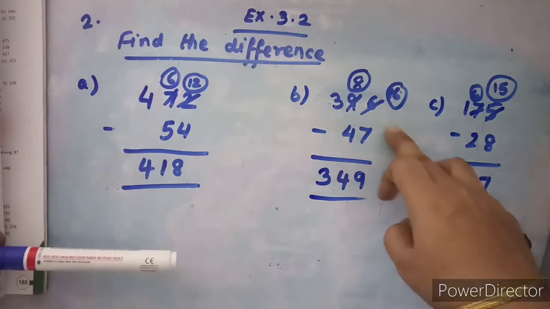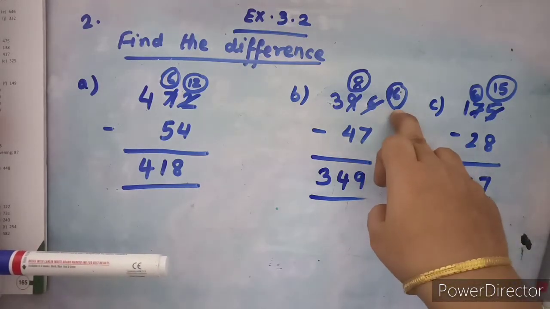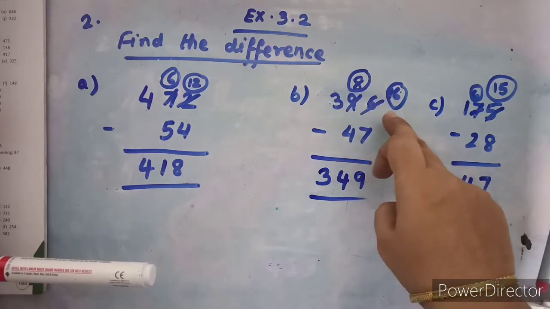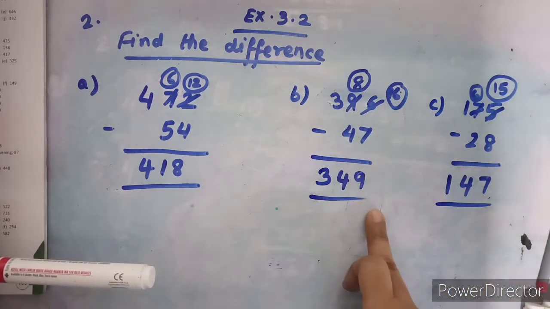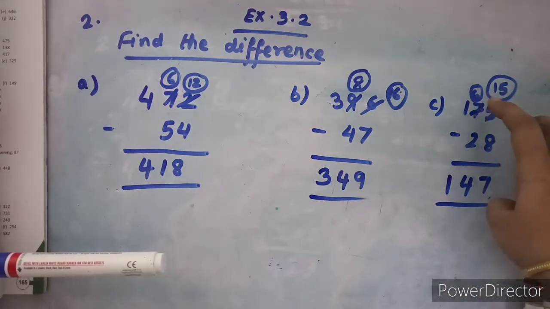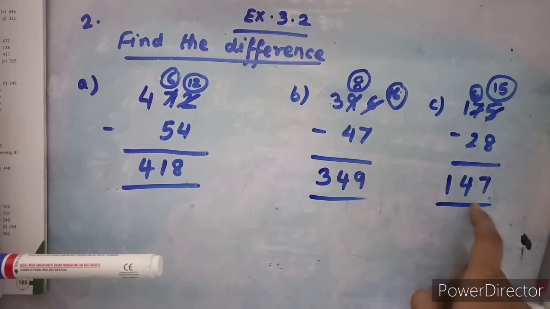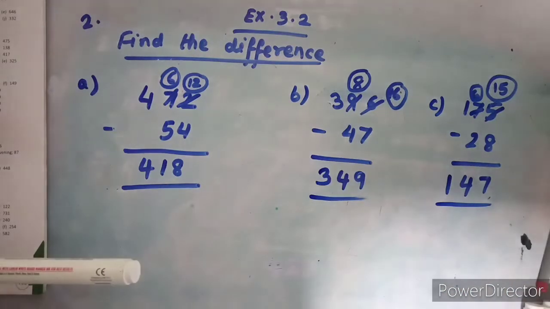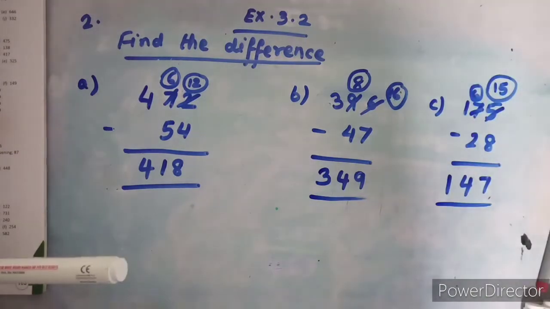B, here you need to again take 16. Okay, 16 and here 8. So you have 349 as your answer. Here also 15 and 6. So you have 147 as your answer. Okay, now go for D, E, F.